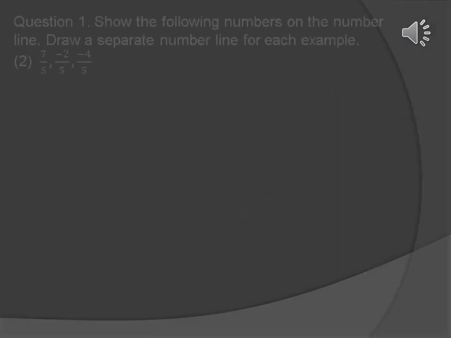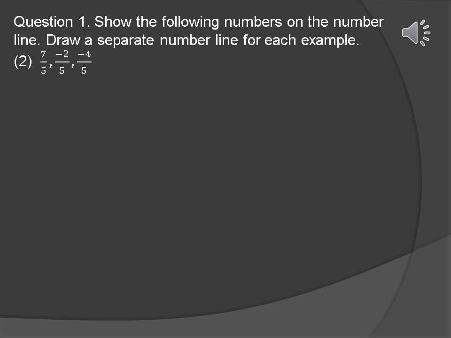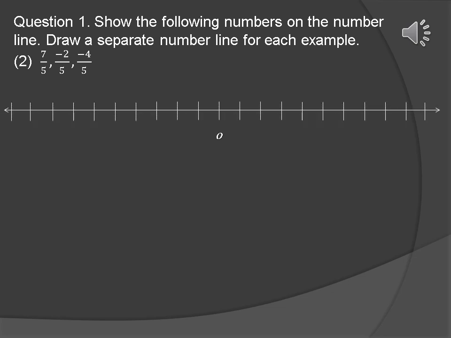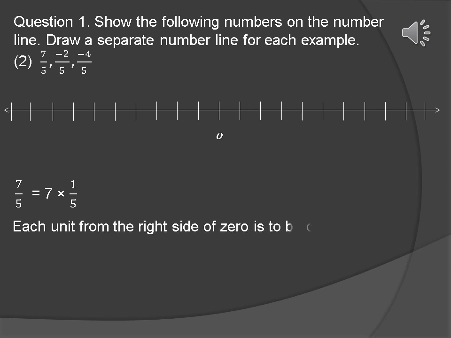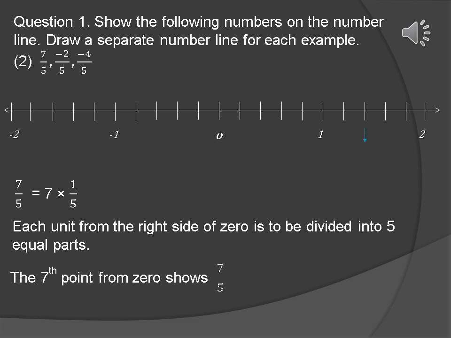Example 2. Show 7 by 5, minus 2 by 5 and minus 4 by 5 on the number line. Solution. Here the numerator is greater than the denominator. Let us draw a number line first and show 0 on it. 7 by 5 is equal to 7 multiplied by 1 by 5. Each unit from the right side of 0 is to be divided into 5 equal parts. The seventh point from 0 shows 7 by 5.